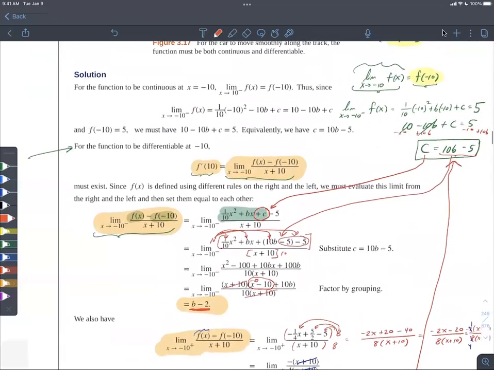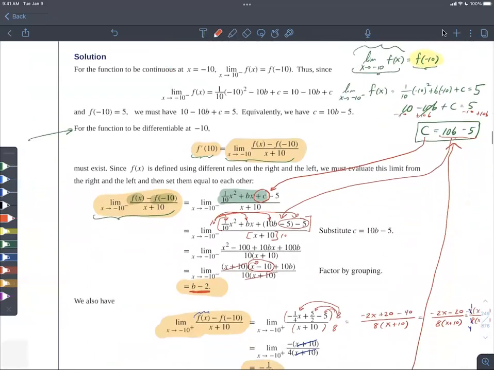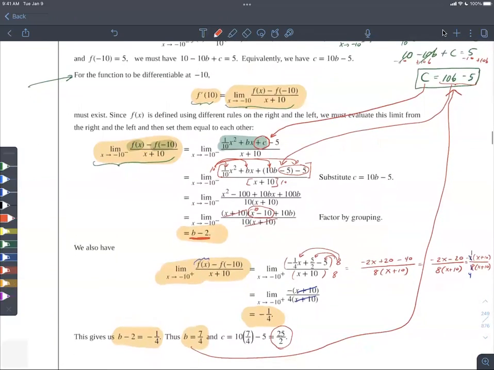We can graph it, and they already gave us the graph here. The function will be both continuous and differentiable for those values of b and c. 7/4 for b and 25/2 for c.